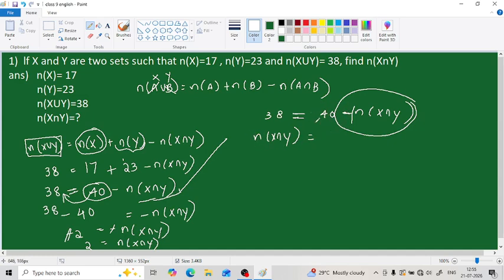So what is remaining here? There exists a 40 here. So at this side we need only n of x intersection y, but what is there in excess? There is a 38 here, so we are replacing it to this side, that means RHS, then it becomes minus 38. So n of x intersection y equal to 40 minus 38, which is 2. Okay, in both ways we got the answer as n of x intersection y equal to 2. So that is the answer.